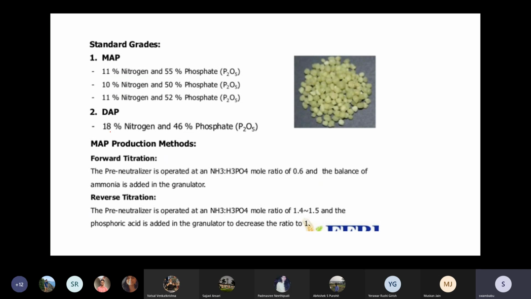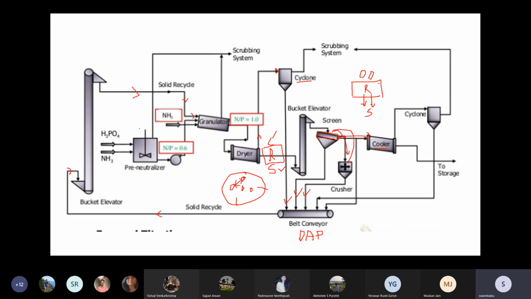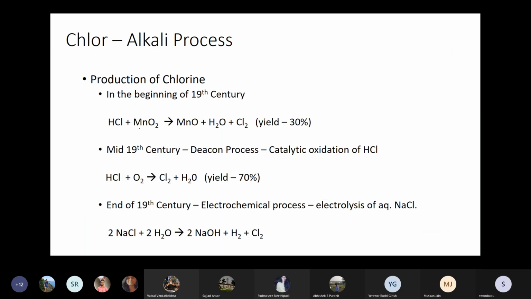The total skill comes here not in the process, but in the accurate way how we introduce these raw materials to get the required grade. That is where the major skill is used. So that's all about fertilizers and important chemicals. With that, I finish all the fertilizers and important chemicals.